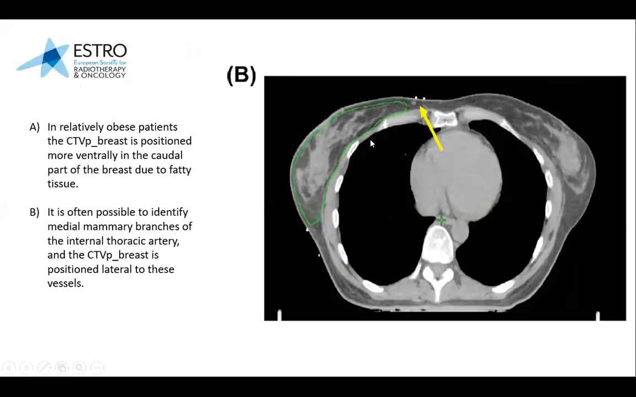Here we can identify this vessel, so we will take the border just lateral to this vessel. If we can't identify this vessel, we can easily take it till the rib and sternal junction.